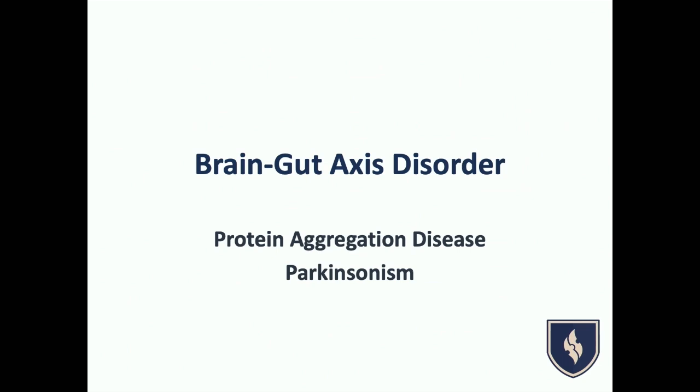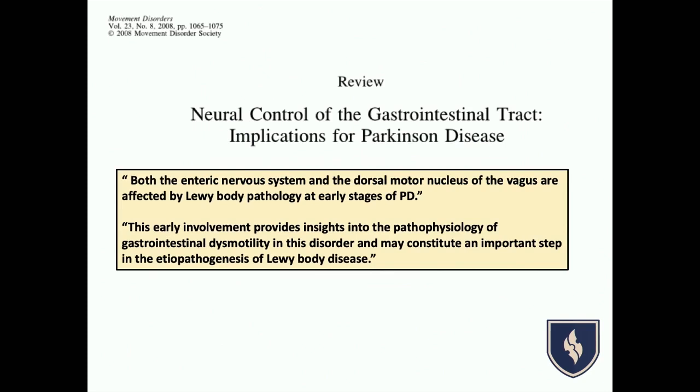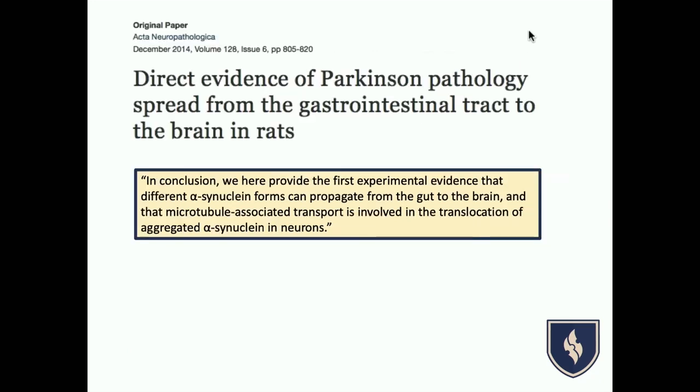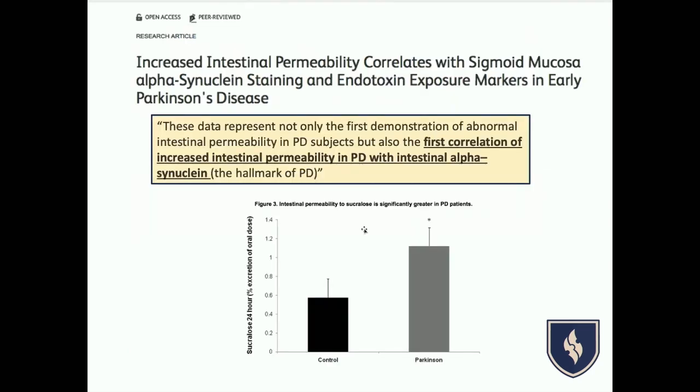Okay? Now, both the enteric nervous system and the dorsal motor nucleus of the vagus are affected by Lewy body pathology at early stages of Parkinson's disease. This early involvement provides insight into the pathophysiology of gastrointestinal dysmotility in this disorder, and may constitute an important step in the pathogenesis of Lewy body disease. And then you see here, it's really the dorsal motor nucleus of the vagus that gets involved. In conclusion, they show studies that it's alpha-synuclein aggregating in this area, and studies that show it also causes permeability. So it's a key factor.